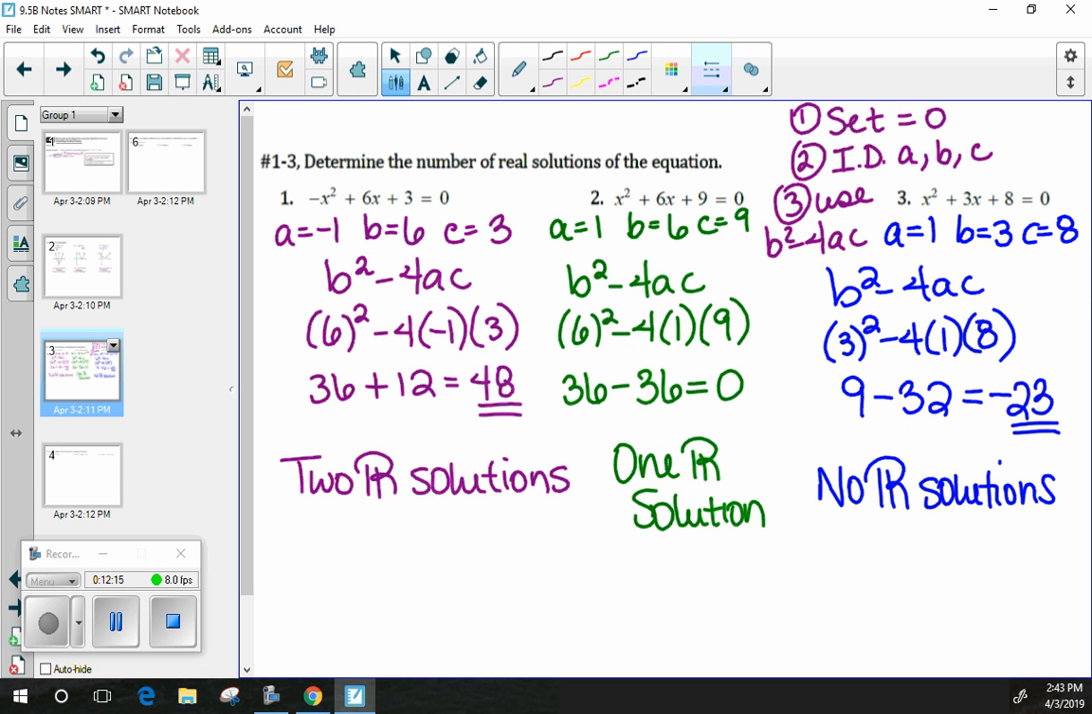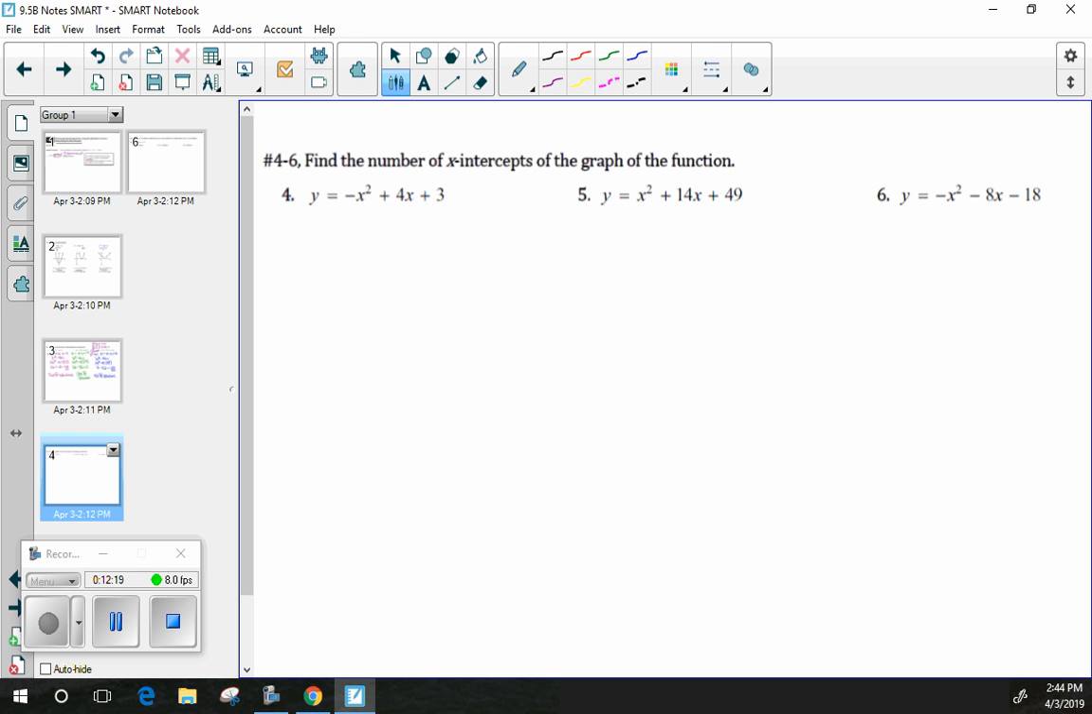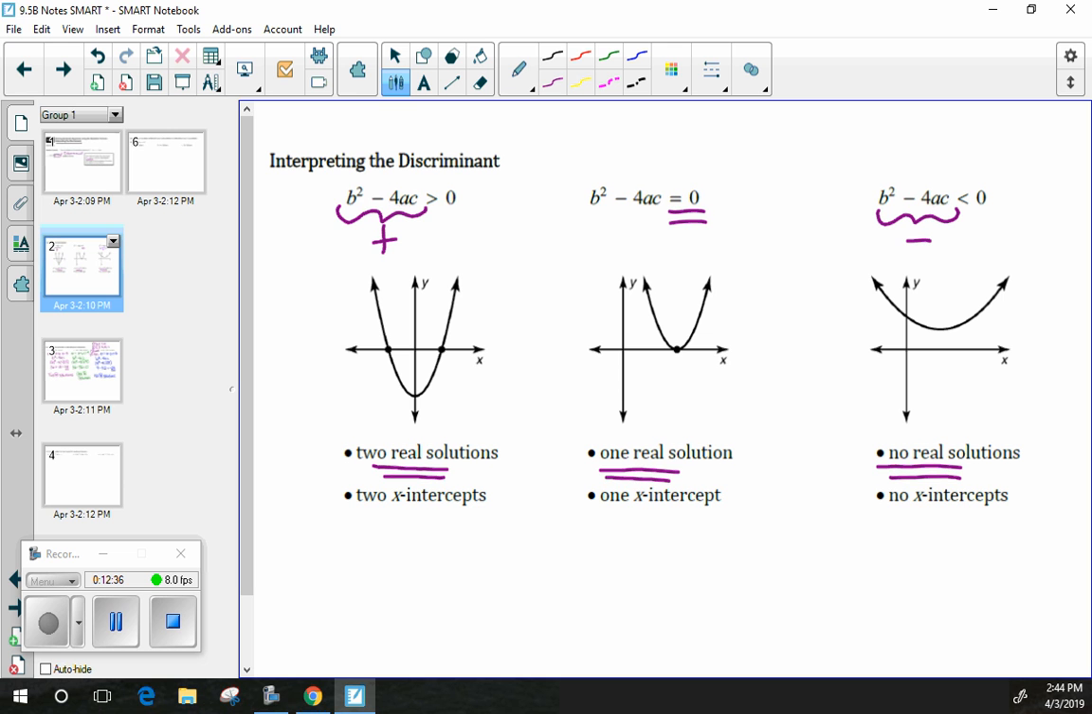How do we feel about that? All right, let's take it to just a little bit more practice. Look at 4, 5, and 6. On 4, 5, and 6, it says find the number of x-intercepts of the graph of the function. Is that really any different than what we just found? No, because we know that the x-intercepts are the same as the solutions, right? In fact, we can see that over here in this slide. 2 real solutions is the same thing as 2 x-intercepts. 1 real solution means 1 x-intercept. No real solutions means no x-intercepts, right? So it's really the same question.